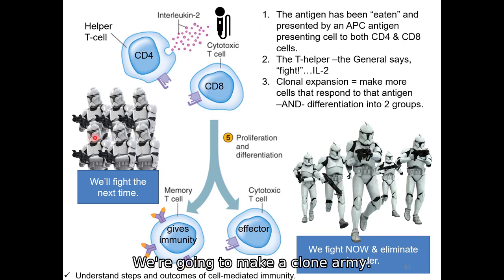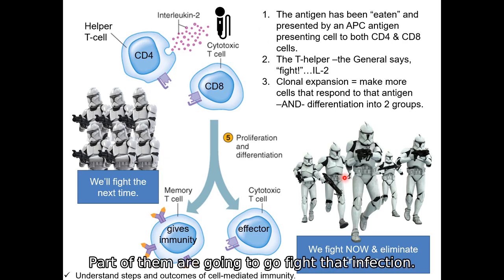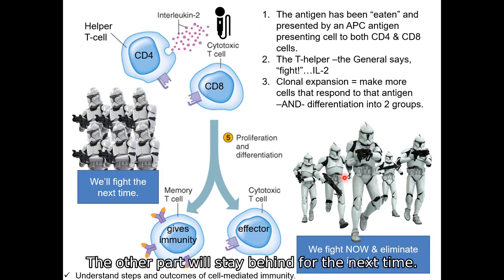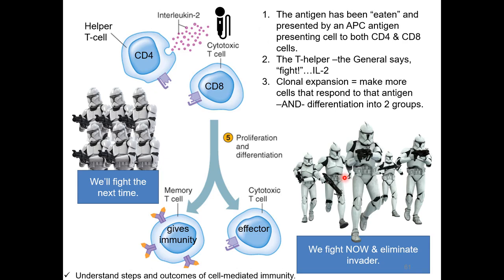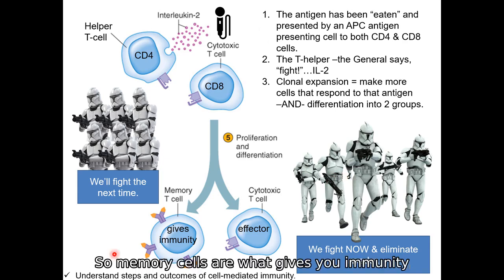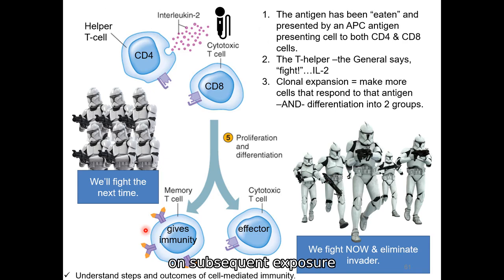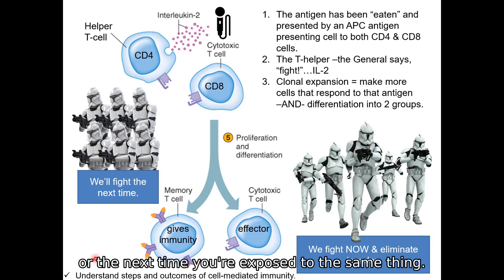Okay, so every time you see the same thing, you get the selection, it meets its antigen, then you get that clonal expansion, we're going to make a clone army, and then they're going to differentiate into those two groups. Part of them are going to go fight that infection, the other part are going to stay behind for the next time. So memory cells are what gives you immunity on subsequent exposure, or the next time you're exposed to the same thing.